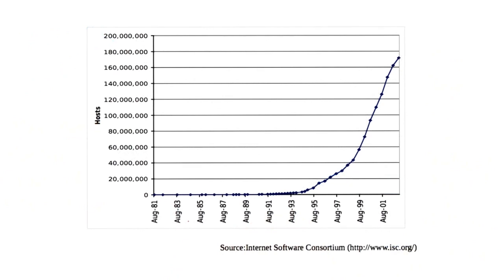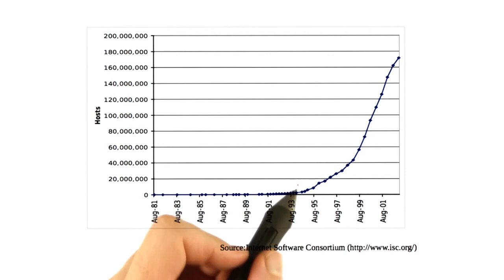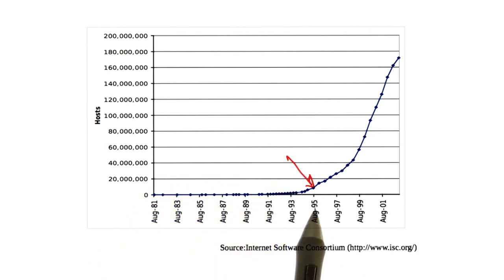Now, the Internet continued to grow, but the number of computers on the Internet really didn't start to take off until the mid-90s. You can see here that around August 1995, there were about 10 million hosts on the Internet, and 5 years later, there was an order of magnitude more hosts on the Internet, more than 100 million.